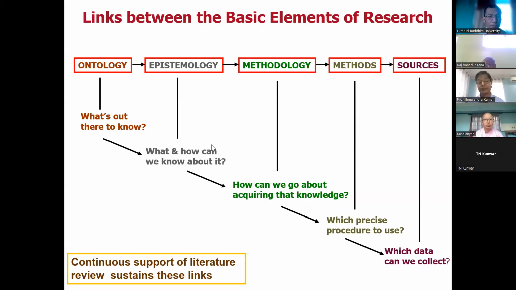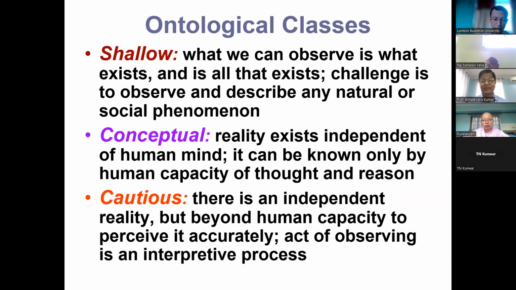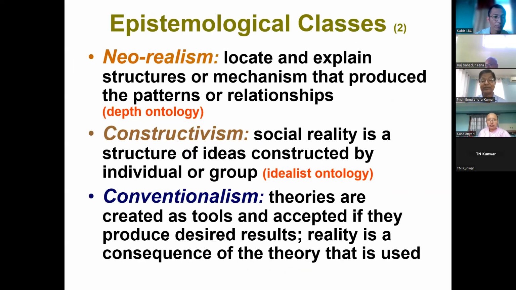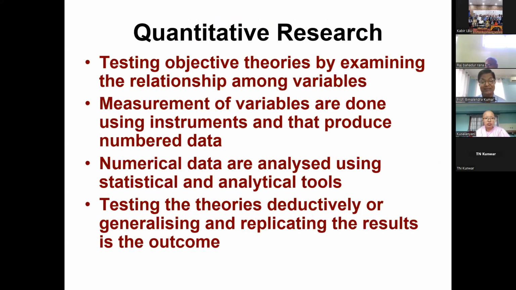What are the basic elements of research? We had discussed this in a very brief manner. We had seen the links between the basic elements of research, and how ontology, epistemology, methodology, methods, and sources are related with each other for the research. Today, we have also discussed the epistemological or ontological classes related with the research.